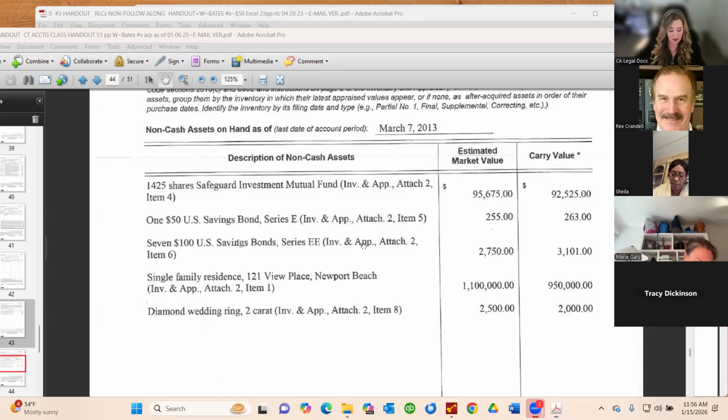Otherwise, if things come up and you're in between accountings, you have to file and pay for a different type of petition that the court hears and approves before you can do anything. Does all that make sense?